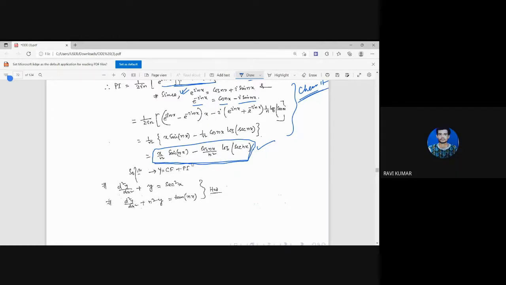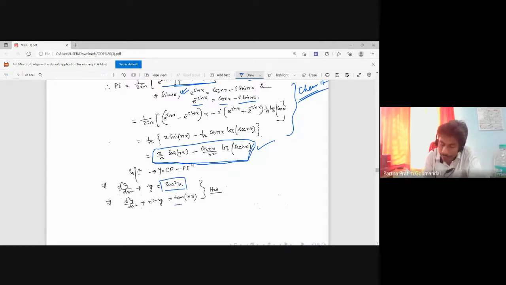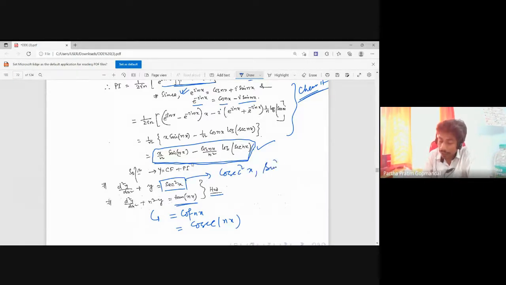Two more homework problems I have given, sec square x and tan nx. Please try to solve these. Not only this tan nx, you may consider here cot nx as the right hand side function, or cosec nx. So these are all your homework. Here also you can change this function by cosec square x or sine square x. Consider the left hand side as it is, change the right hand side function to form a different equation. So these are all your homework. Please work on it. I hope you can do this. If you follow the method, you can do that.